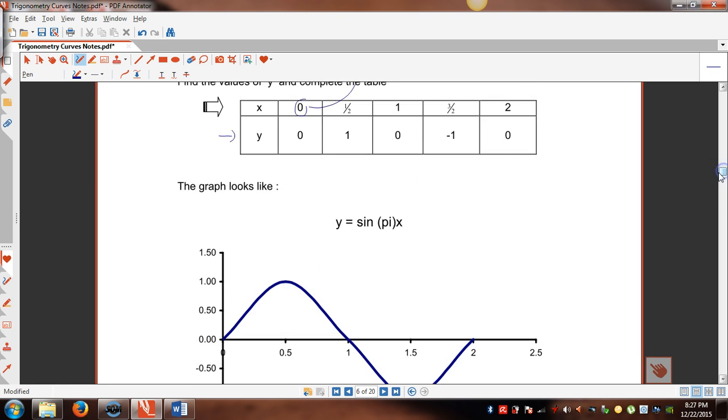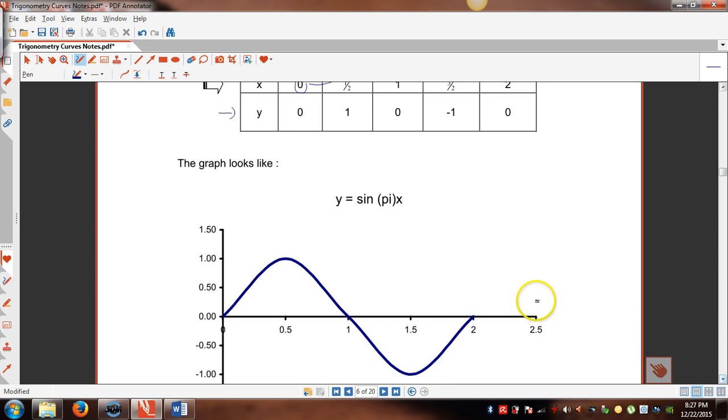Okay, so you can sketch the graph from the points here. We have 5 points there for the graph. Okay, so this is your graph. This is your x, and this is your y. So this is your graph of sine pi x.